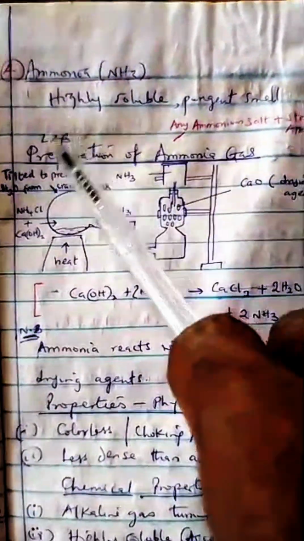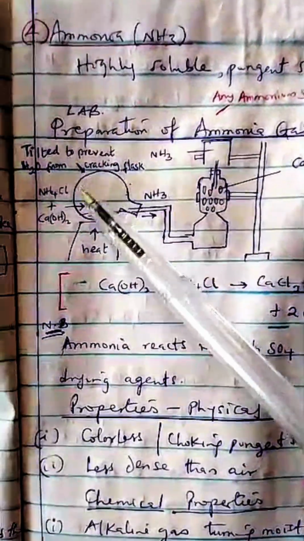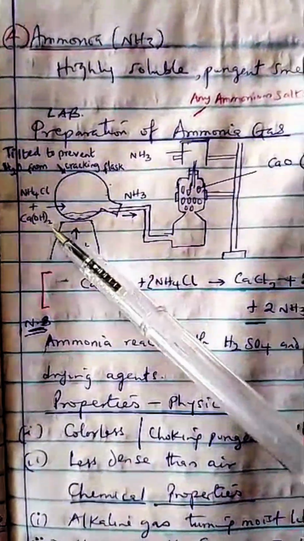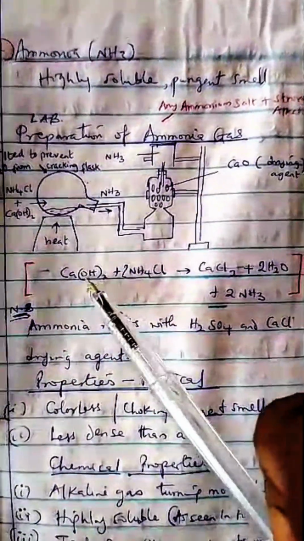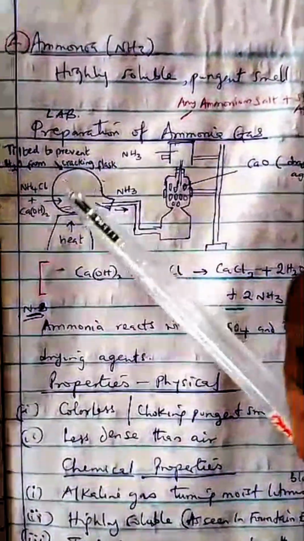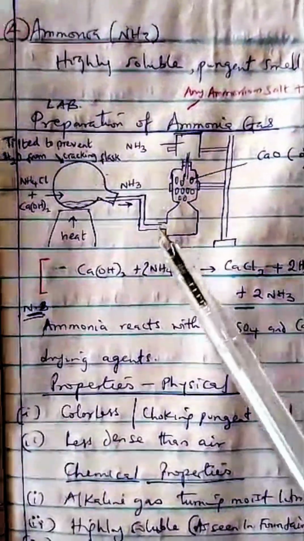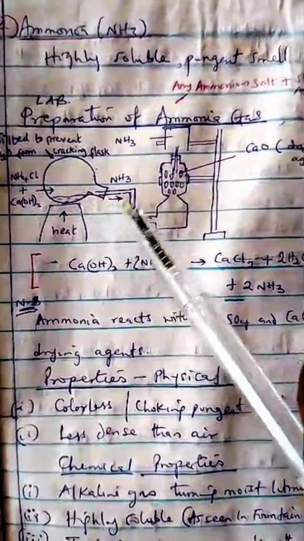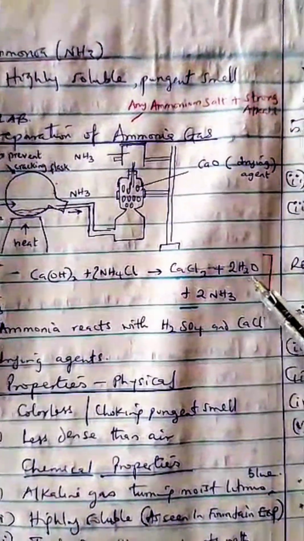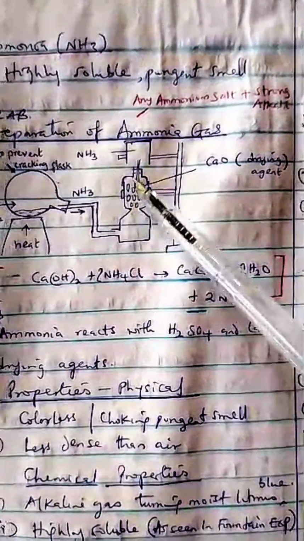All right. So we have lab preparation of ammonia gas. How is it prepared? You heat a combination of ammonium chloride plus calcium hydroxide. This is the chemical reaction, under action of heat. Now the flask is tilted to prevent hot water from getting back and cracking the flask.